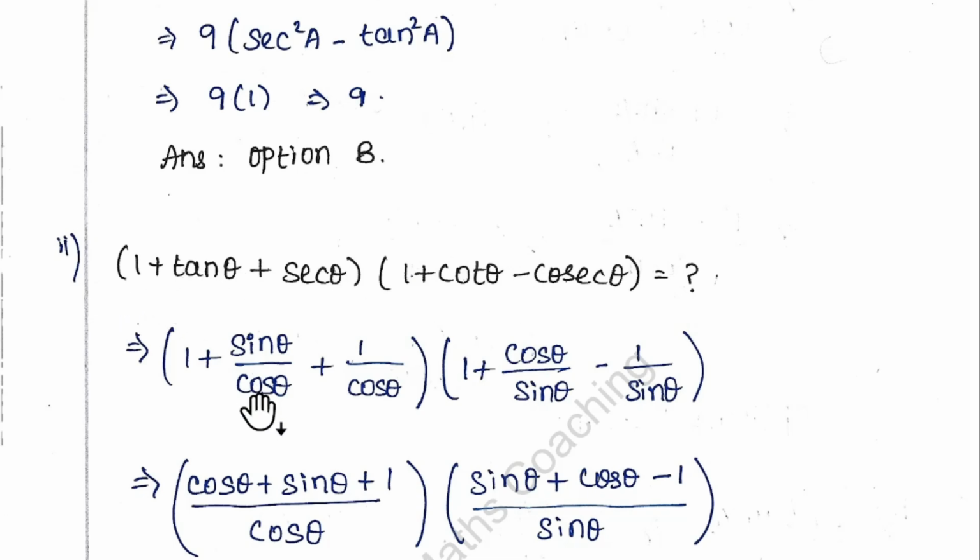So 1 plus tan can be changed into sine by cos, and secant is 1 by cos, the inverse ratio. And 1 plus cot is cos by sine, cosecant is 1 by sine. So everything I'm changing in terms of cos and sine.